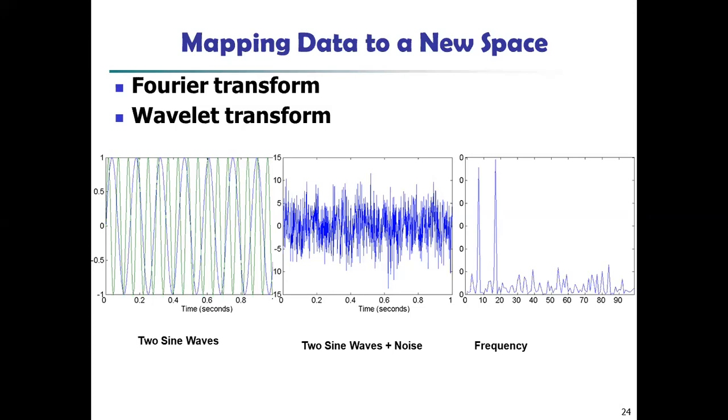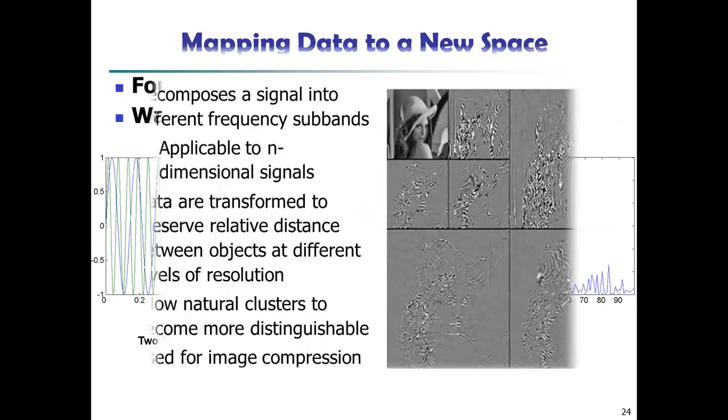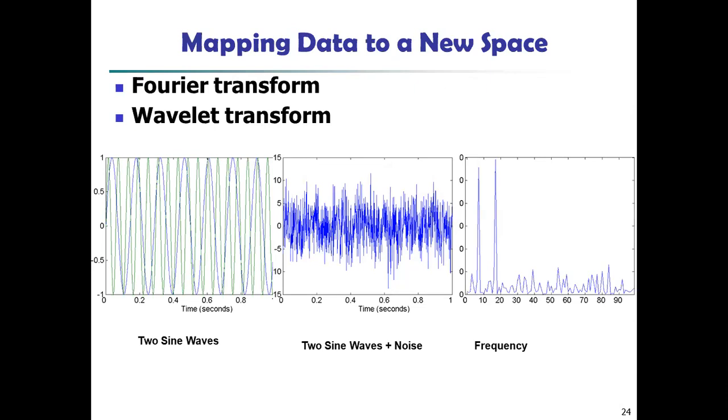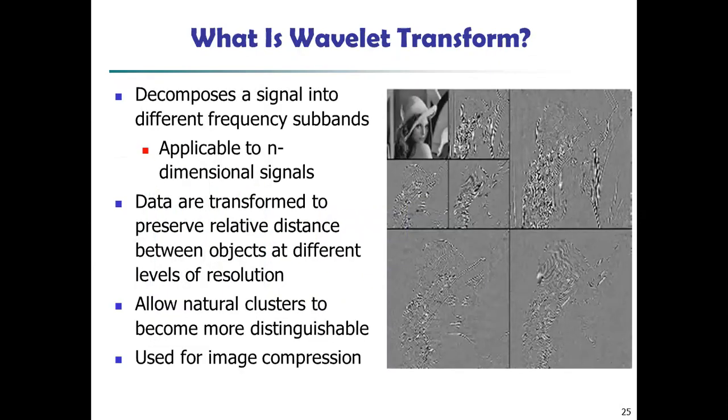The diagram shows two types of transforms that we generally have to represent here. The first one is the Fourier transform and the second one is the wavelet transform. These are based on frequency and sine waves, and we use these transforms for signal purposes.